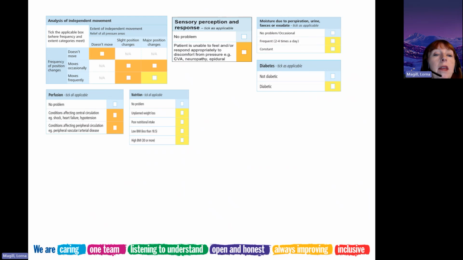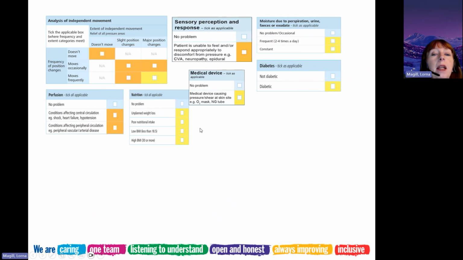Our next category then is nutrition. A blue box if there's no problem regarding this, and each of these are a yellow box for unplanned weight loss, poor nutritional intake, or a low or high BMI.